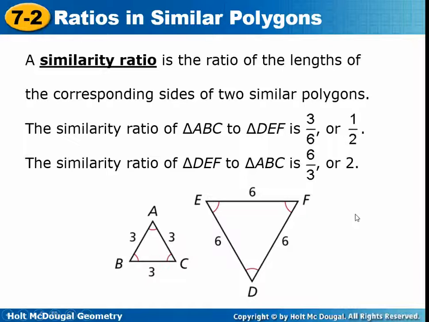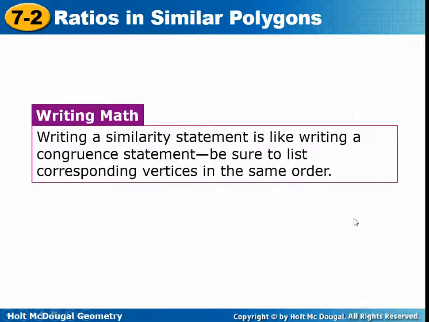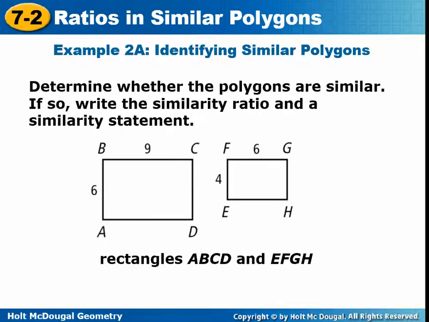Now, if they tell you, I want the similarity ratio from triangle ABC to triangle DEF, if they tell you what order they want you to do, then you only get one answer. But if they just give you two figures and say write the similarity ratio of the figures, then either one is correct. A similarity statement is like writing a congruent statement. You have to write the vertices in the correct order. Corresponding angles have to be placed in the same order when you list your vertices.